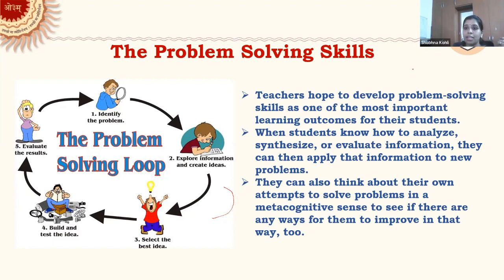So you can see here teachers hope to develop problem solving skills as one of the most important learning outcomes for their students. When students know how to, again, we have come to the same 3 levels, what we have learned in our Bloom taxonomy, higher level thinking, higher order thinking skill. What were those levels? Analyze, synthesize, or evaluate information.